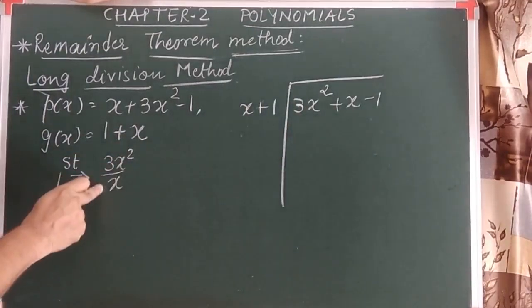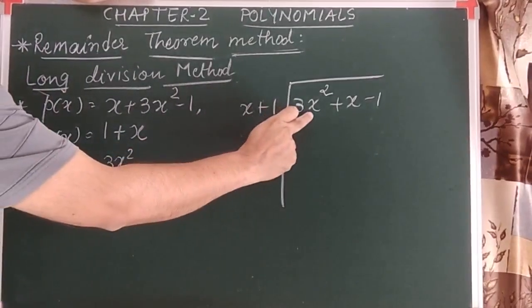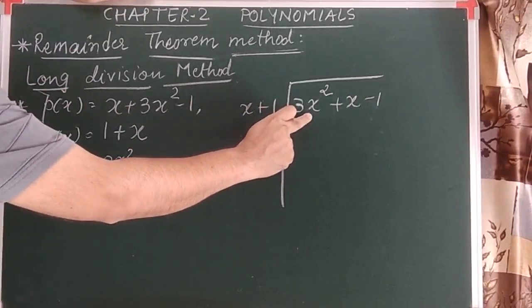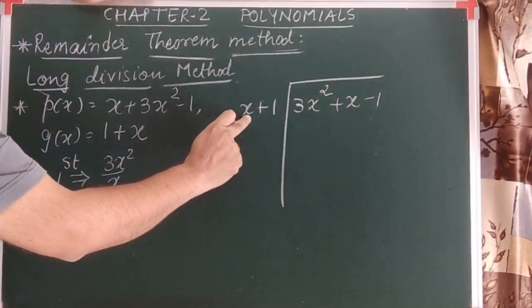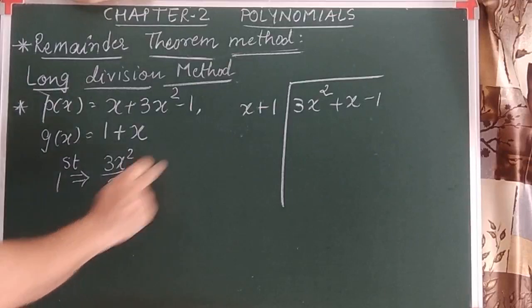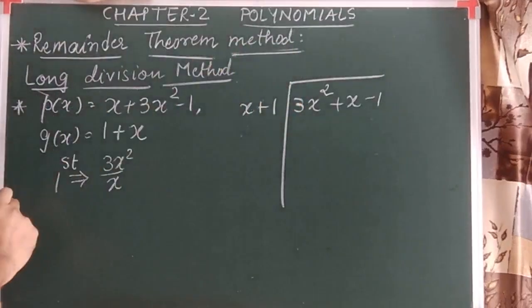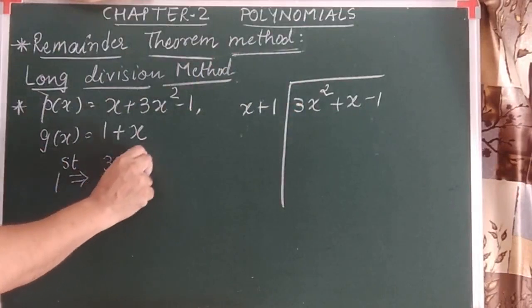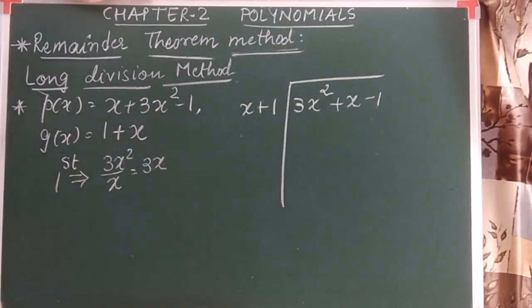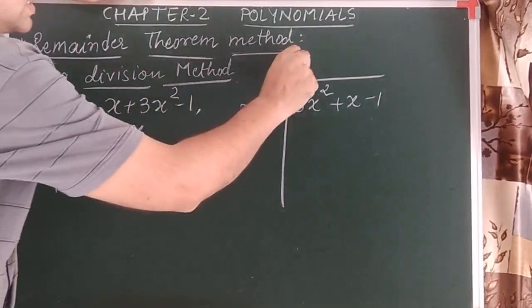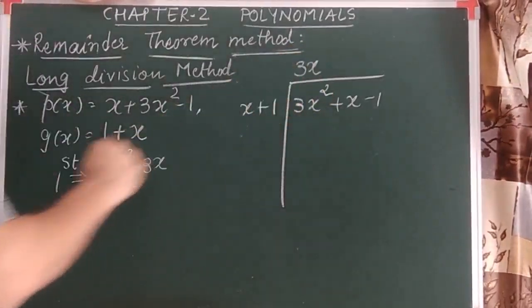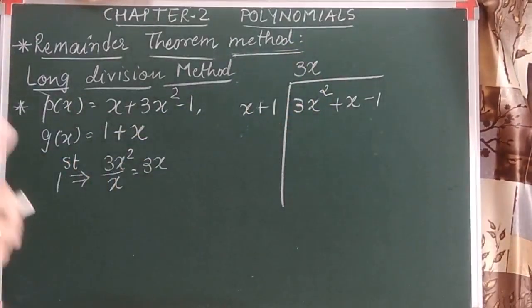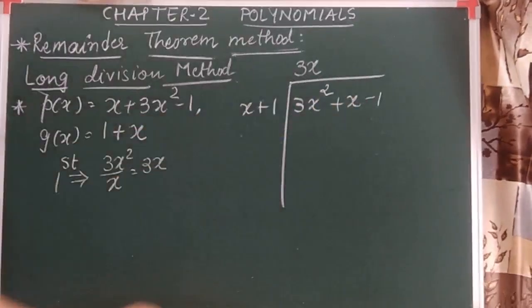I repeat what I have written. डिविडेंड का पहला टर्म डिवाइजर के पहले टर्म से डिवाइड करना ऑलवेज. व्हाई? टू ऑब्टेन द क्वोशिएंट. वी नो हाउ टू डिवाइड दिस. 3x स्क्वायर को x से डिवाइड करेंगे, सो विल गेट 3x. दिस टर्म इज द फर्स्ट टर्म ऑफ क्वोशिएंट. ये सबसे पहला और इंपॉर्टेंट स्टेप था. द फर्स्ट स्टेप दैट वी हैव टू अरेंज द टर्म्स.